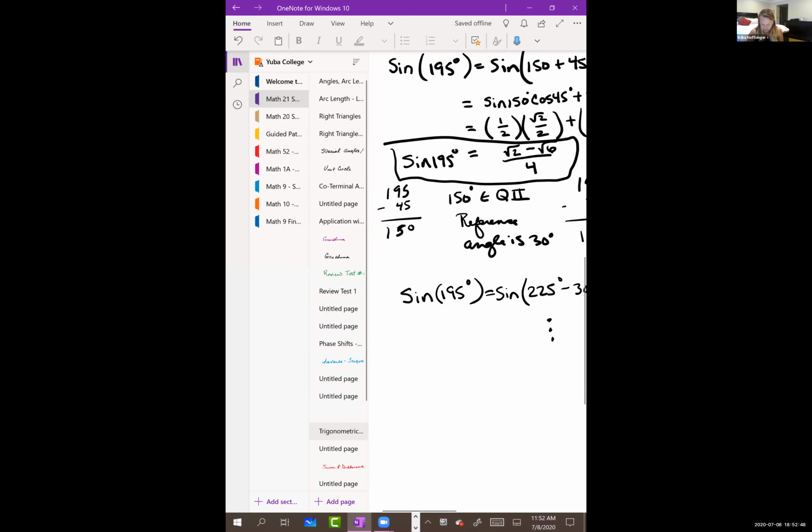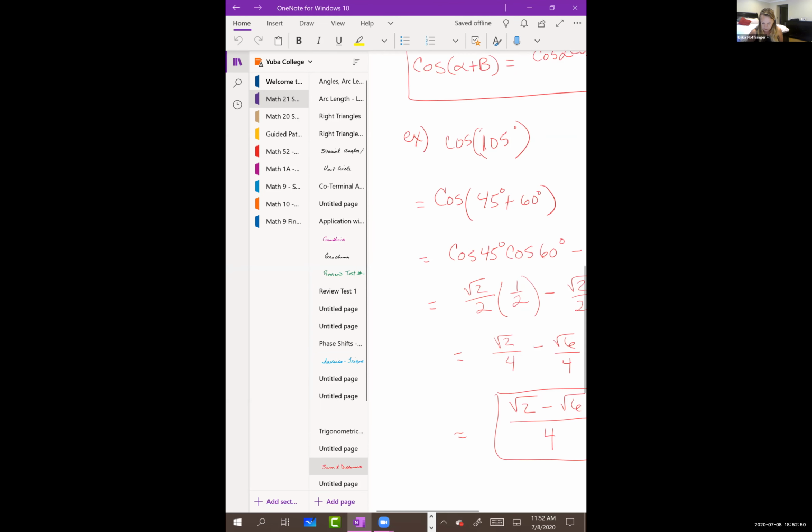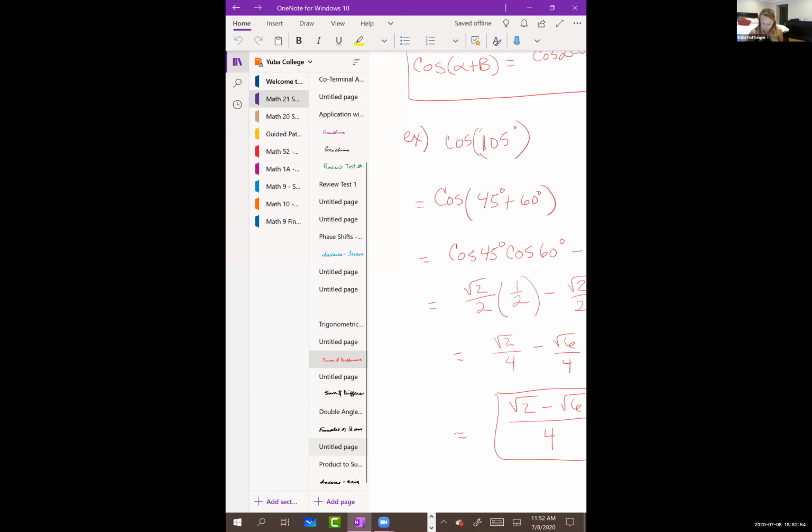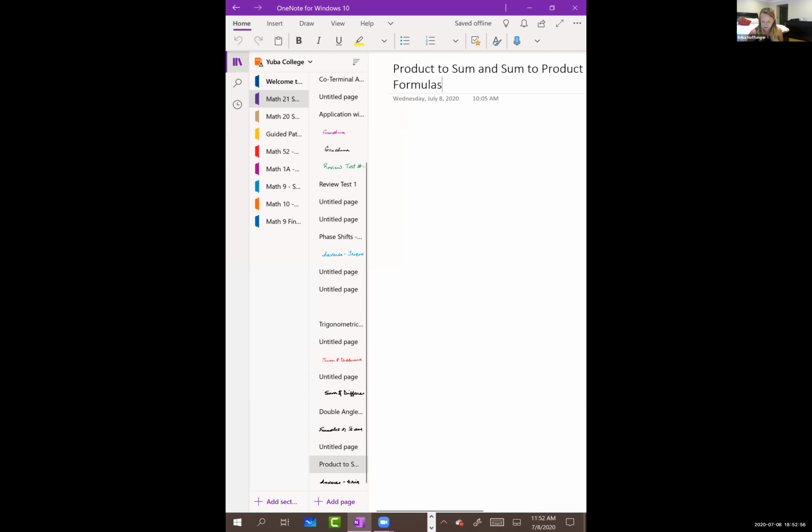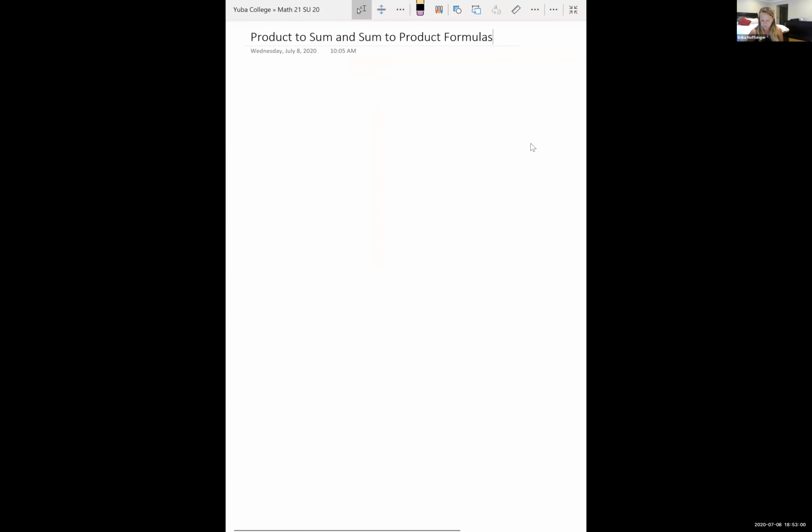We have a sum to difference. Oops. Where did it go? Product to sum. Here it is. Okay, I'm going to start this a little differently, and I'm actually going to give you the formulas first, and then we're going to derive at least two of them, or one of them. I don't know. So, theorem for product to sum.